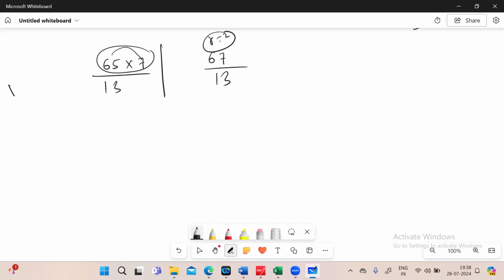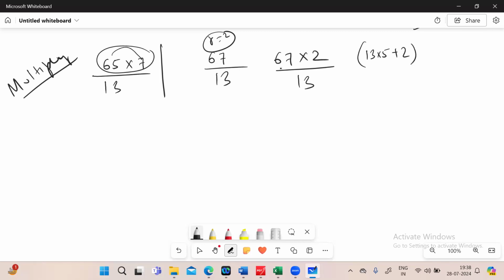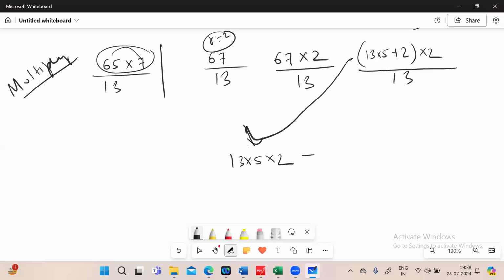And if I multiply anything to this, like 67 into 2, what will happen? This is 13 into 5 plus 2, and it is getting multiplied by 2. So if I multiply this in algebraic format, what I'll get? 13 into 5 into 2 plus 2 into 2.